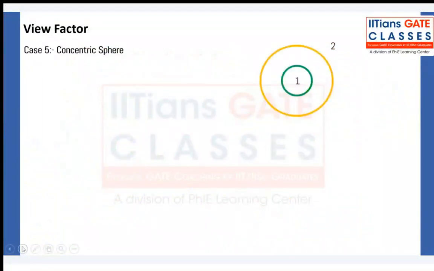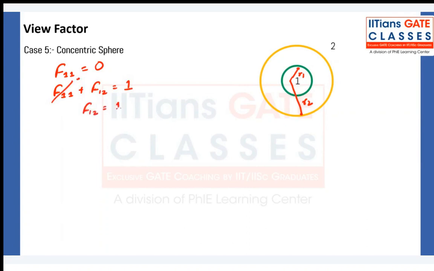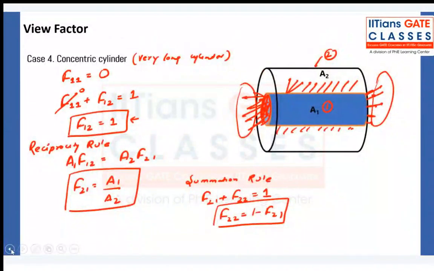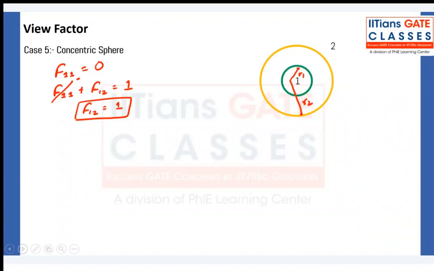Concentric sphere, I am sorry. One sphere is enclosed by a bigger sphere. This small sphere with radius r1 is enclosed by a bigger sphere of radius r2, completely enclosed. So I can say F11 is equal to 0 and F11 plus F12 is equal to 1. That means F12 is equal to 1. Then based on the reciprocity rule and summation rule, we can find F21 and F22. Do I need to do it again? Okay, let us move on.